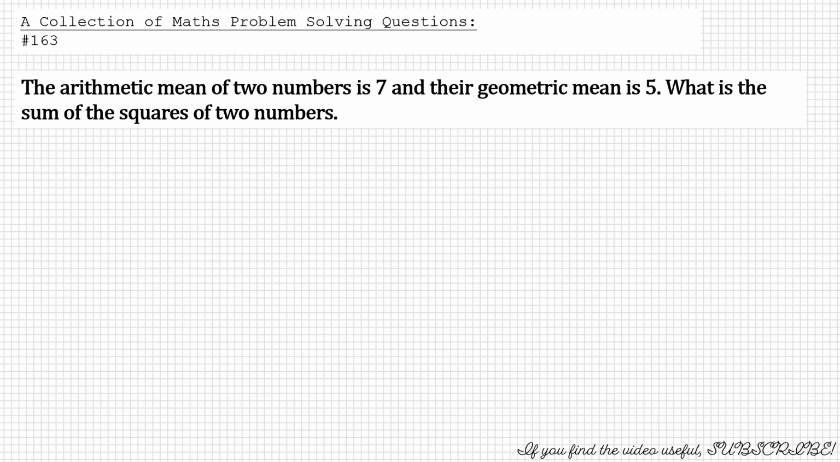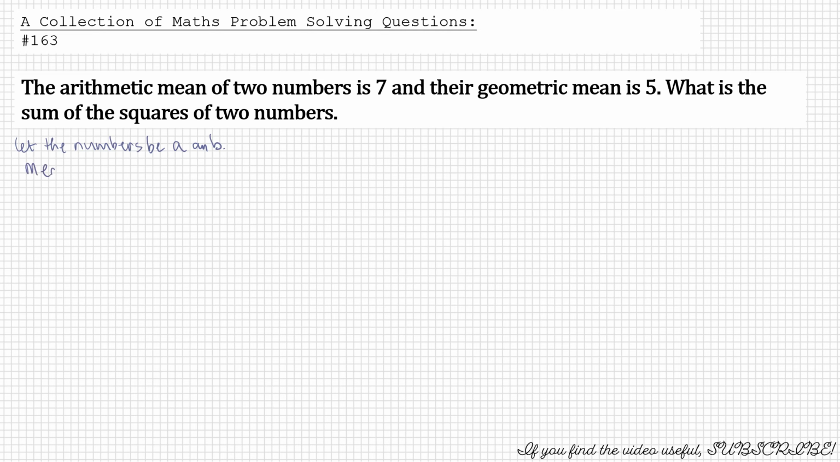The arithmetic mean of two numbers is 7 and their geometric mean is 5. What is the sum of the squares of the two numbers? So we assume that the numbers are a and b. So let the numbers be a and b.